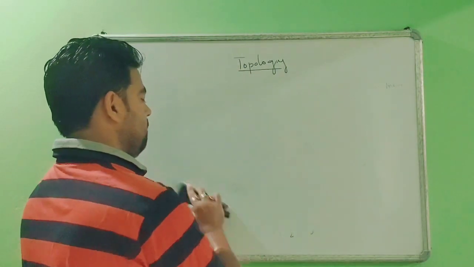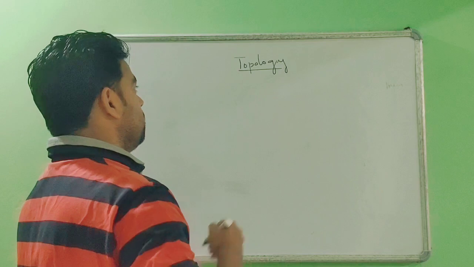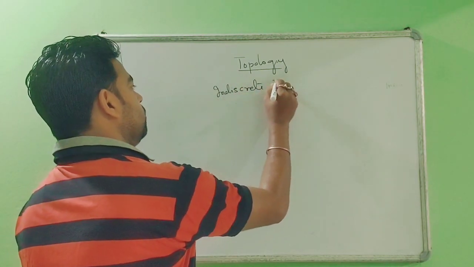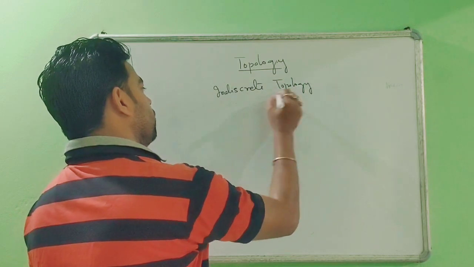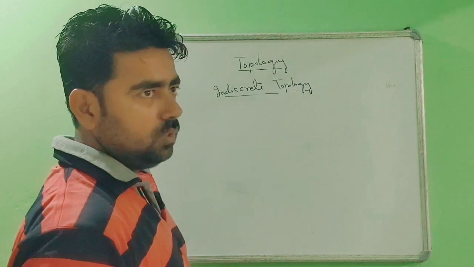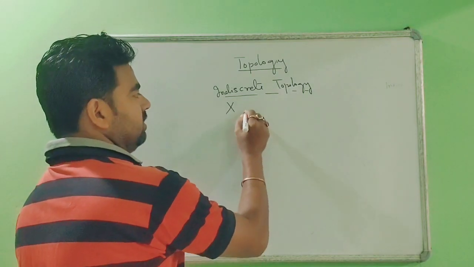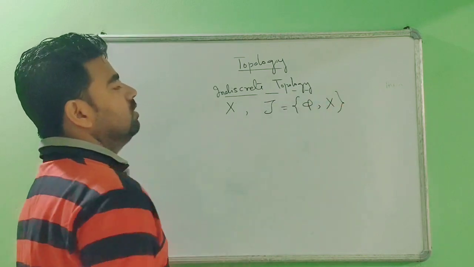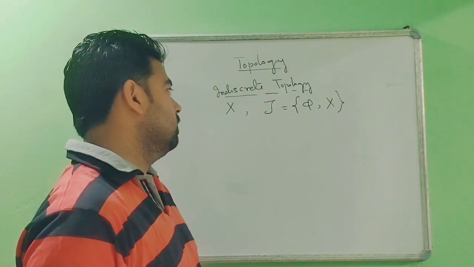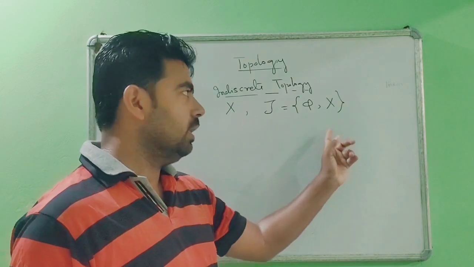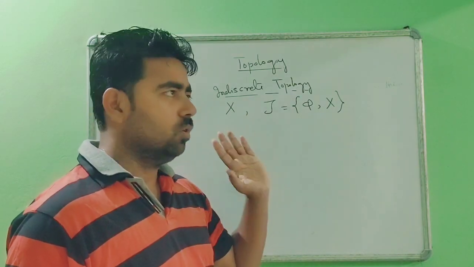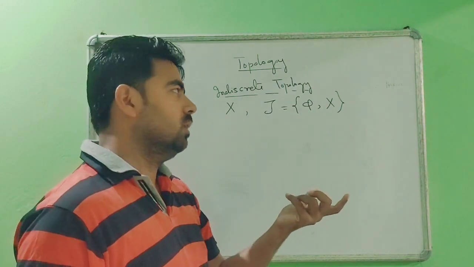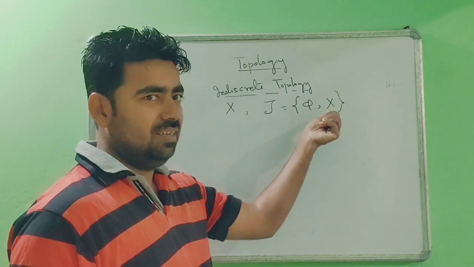indiscrete topology. Indiscrete topology में क्या होता है? Pick any set X and take tau as phi and X. And this is an indiscrete topology. कैसे? Because there are only two members, phi इसके अंदर है, X इसके अंदर है, so condition 1 is satisfied. Now the only possible collections are phi itself, X itself, or both.